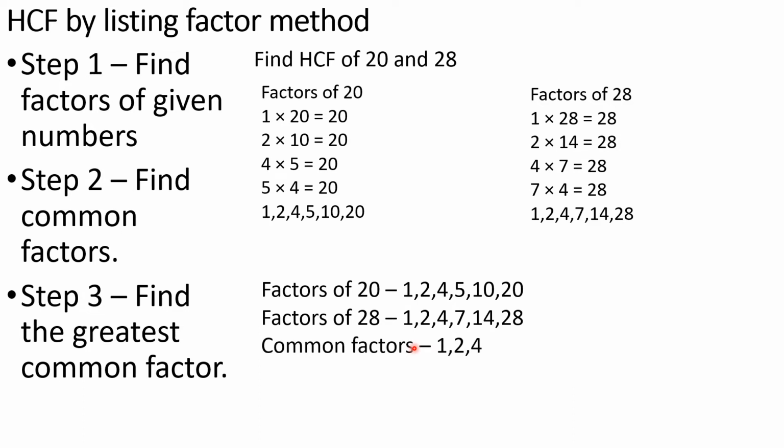Now we have to find out the common factors. 1 is a common factor, right? Then 2 is a common factor. 4 is a common factor. So 1, 2 and 4. And which is the highest common factor? The greatest number. 1, 2 and 4, which is the greatest? Yes, 4 is the greatest. So the greatest common factor is 4. That's why we say that HCF equals 4. The highest common factor of 28 and 20 is 4.